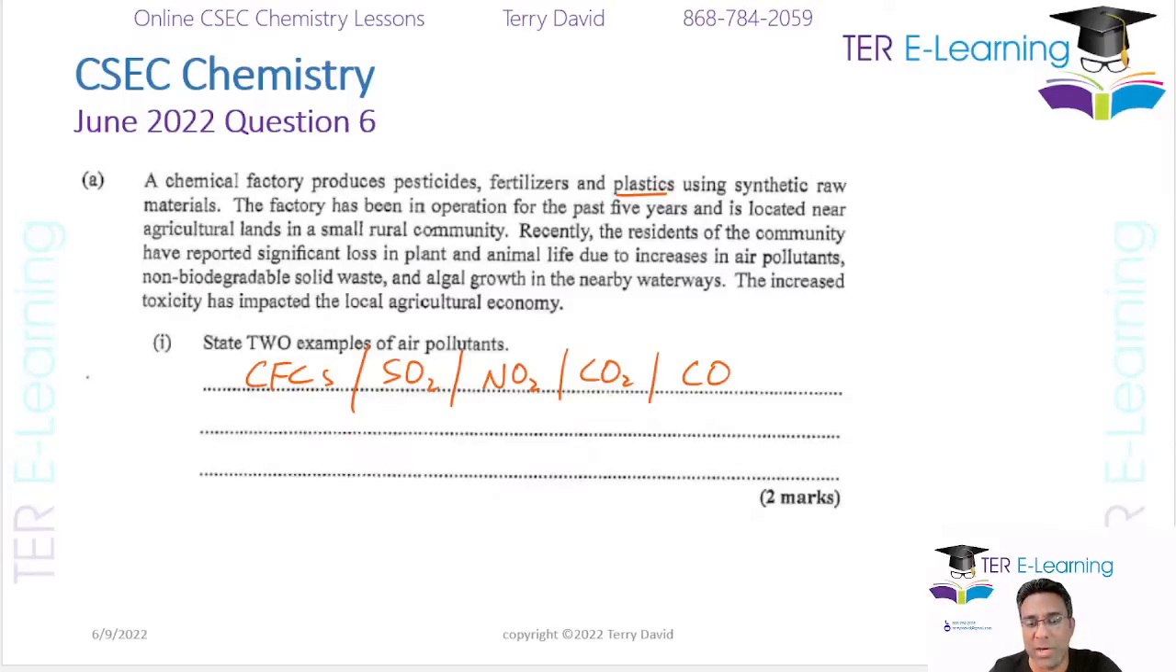Yeah, CFCs is one. That could be one, because they're producing plastics here at the plant. So therefore CFCs, and also pesticides. Some of the pesticides have CFCs in them.